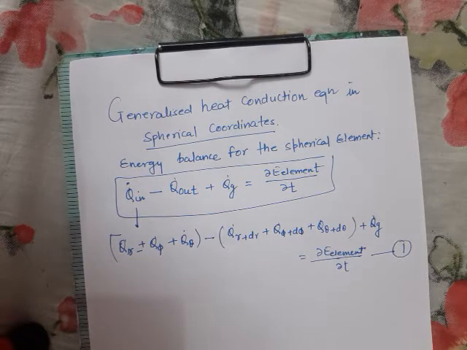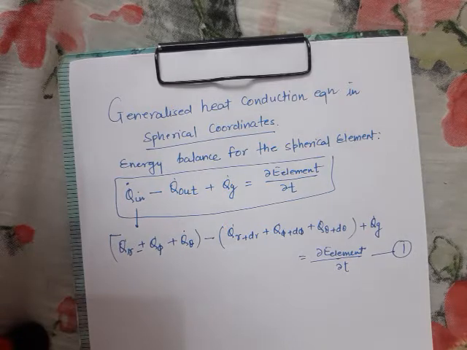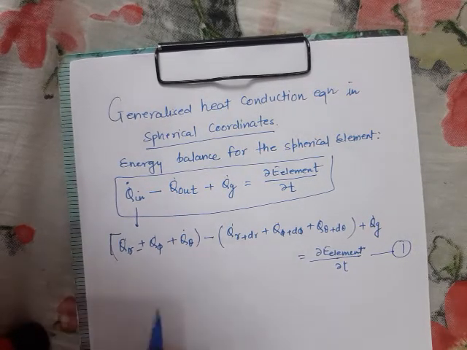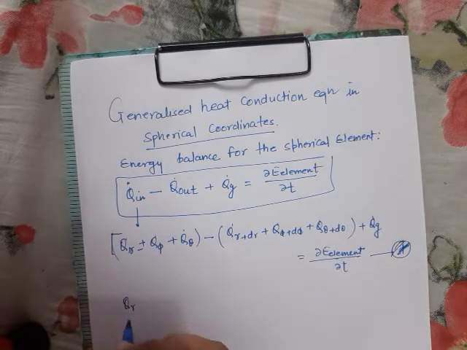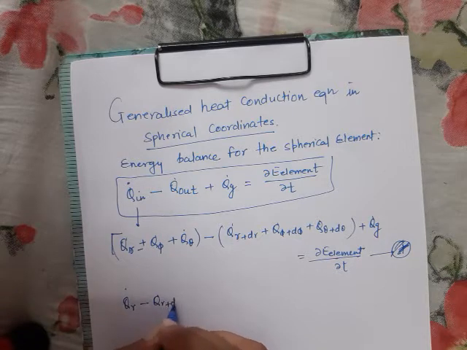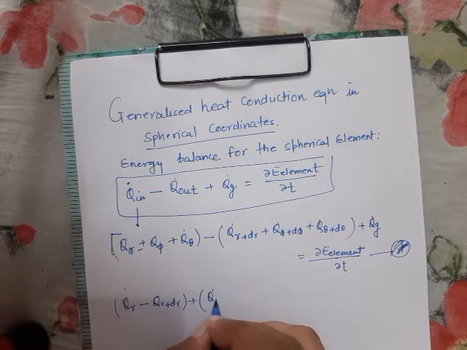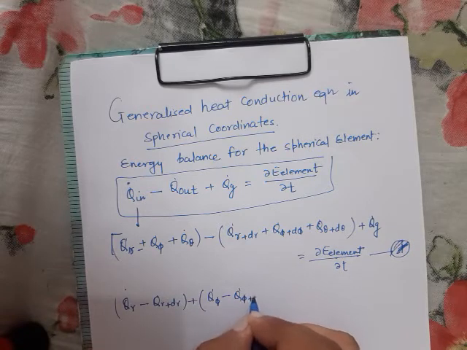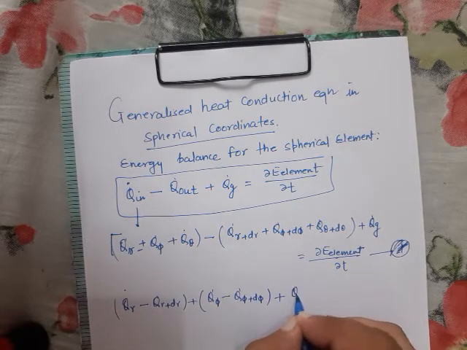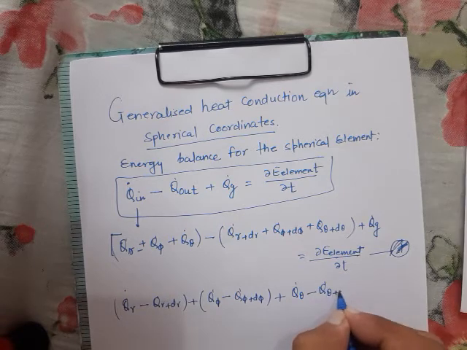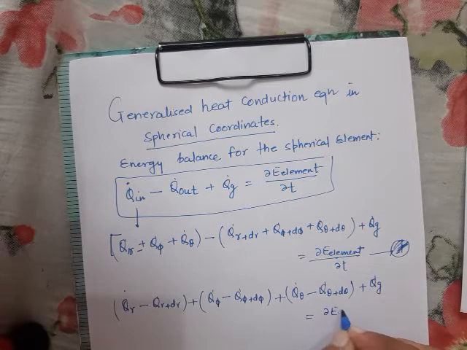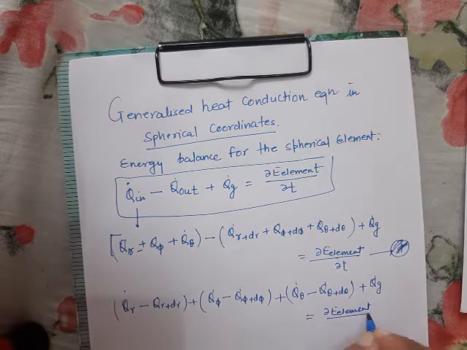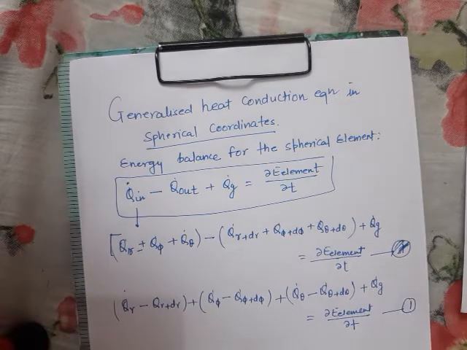I will be proceeding in the same manner as I proceeded in cylindrical coordinates. So in the same way I will be proceeding. Now this equation can again be written as Q_r minus Q_(r+dr), plus Q_phi minus Q_(phi+dphi), plus Q_theta minus Q_(theta+dtheta), plus q dot g, is equal to del E of the element upon del T. This is equation 1.